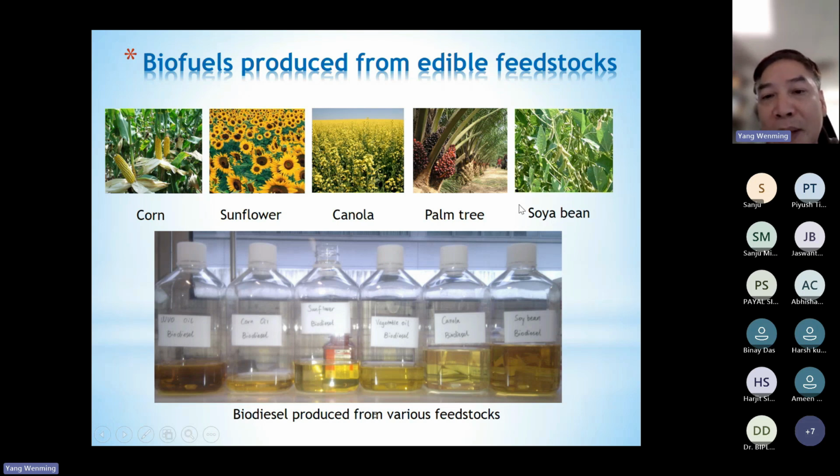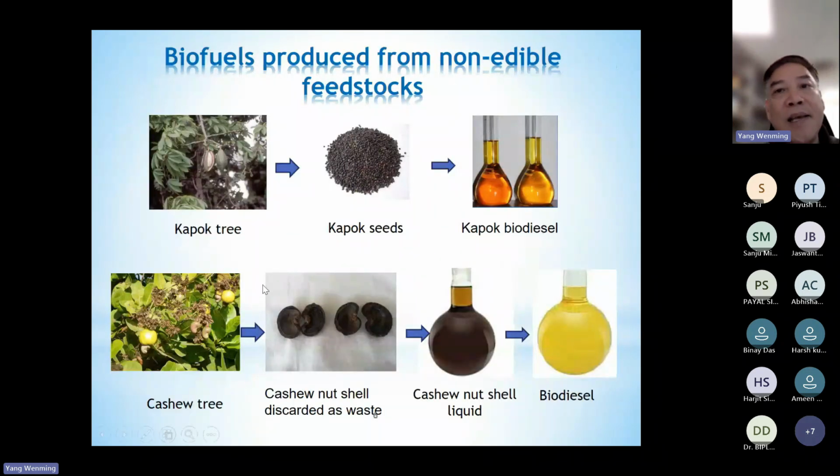The first one is the biodiesel produced from waste cooking oil. You can see the color is deeper than the rest, correct? Because the waste cooking oil is dirty, so the color is deeper. In addition to the edible feedstocks, we can also produce biodiesel from non-edible feedstocks.